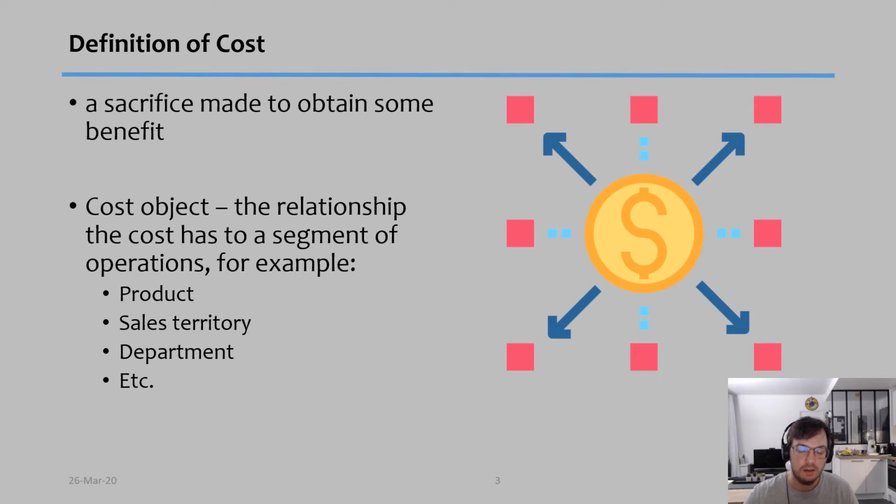Now, for us to be able to divide our costs into categories that will help us, first we have to understand a new concept, which is the concept of cost object. A cost object is the relationship the cost has to a segment of the operations. We can have cost objects related to products, sales territories, departments, or a variety of things. For now, we're going to focus on costs that are associated with products.